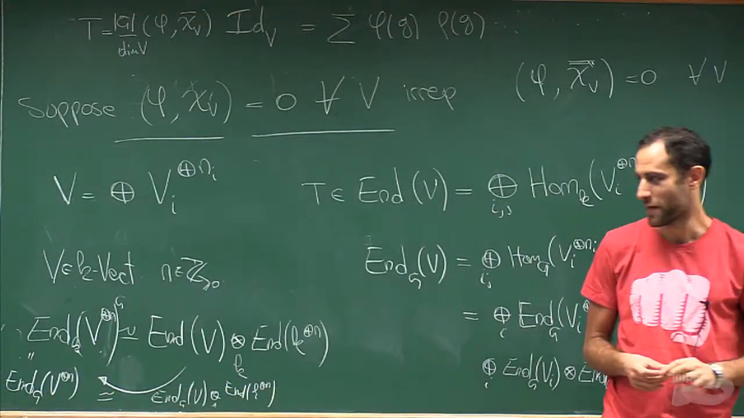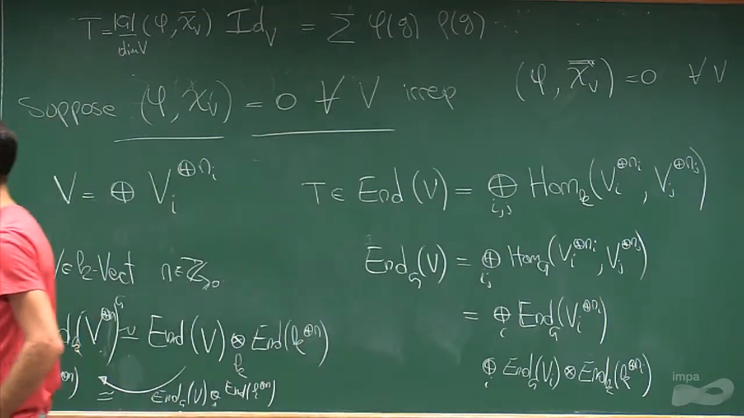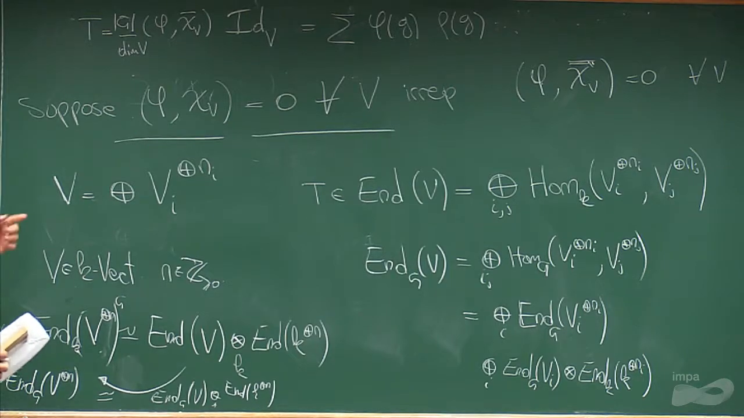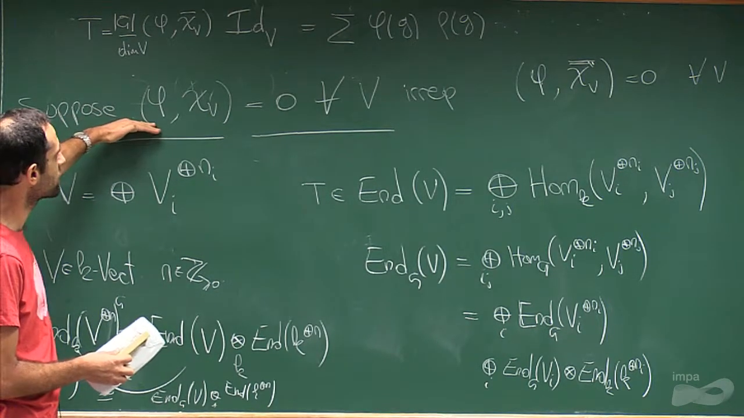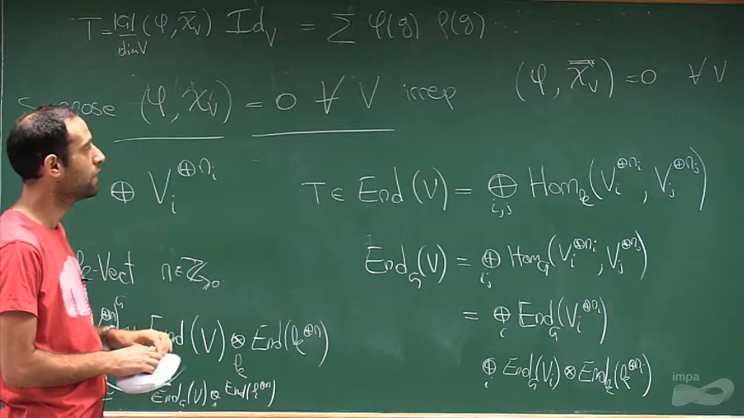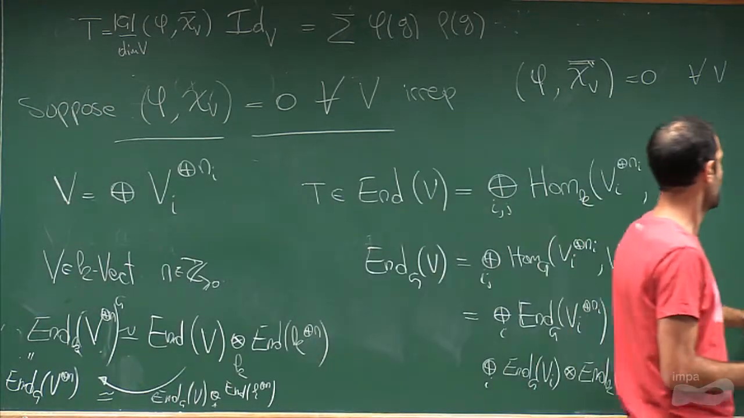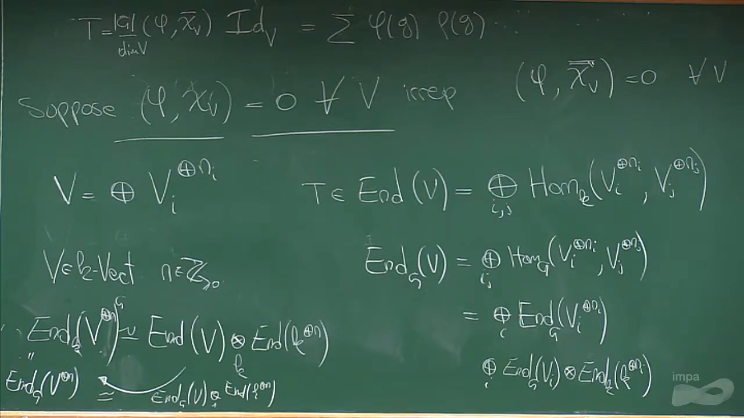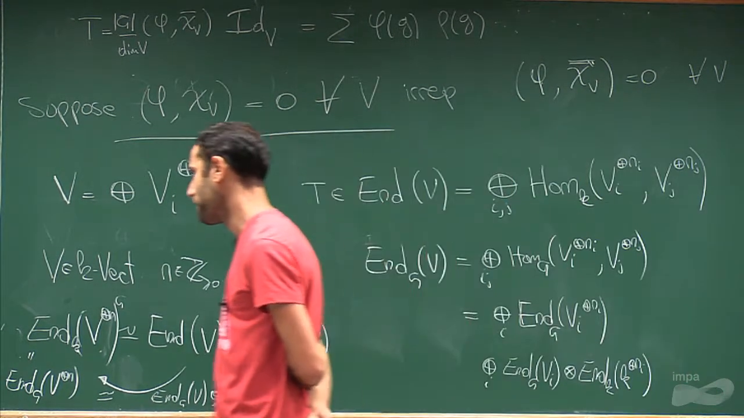Okay, so how do I exploit this? Remember, what I want to do is eventually prove this. If I suppose that I have a class function that is orthogonal to the character of every irreducible representation, then the class function is 0. That's what I want to prove. So what's the game that I can try and play?